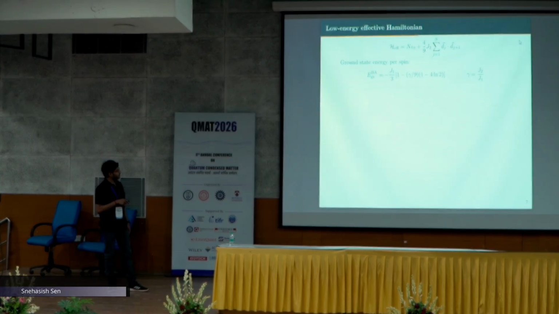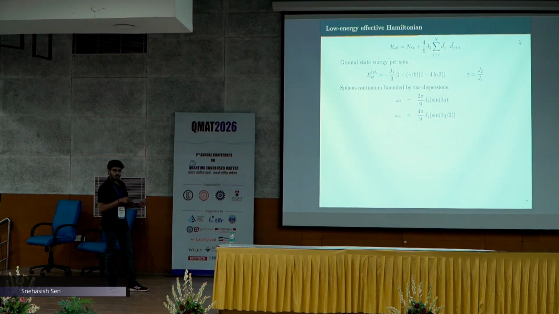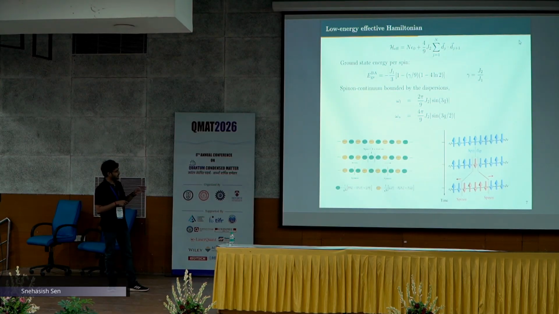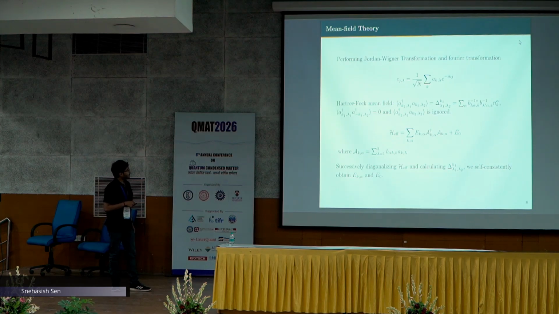ground state energy like this, and the spinon continuum that is bounded by this dispersion relation. If you want to understand pictorially how the spinon excitation is happening here, you can map this. This is the spinon excitation mechanism in the uniform spin half chain, and you simply replace these spin halves with the trimer Sz plus half and minus half states, and you get the spinon excitation for the spin trimer chain.